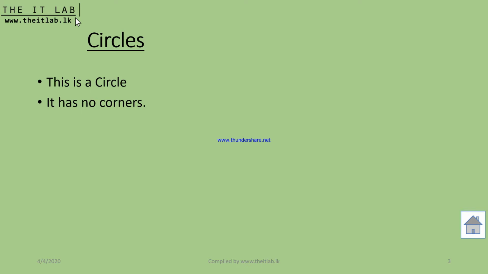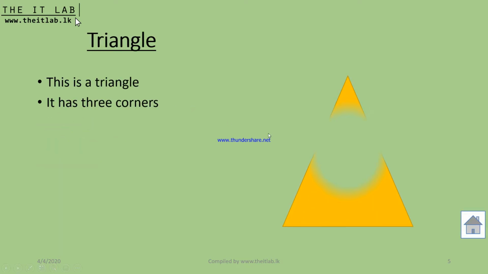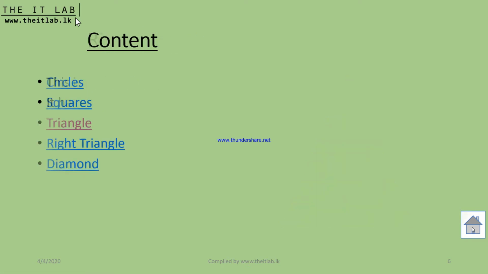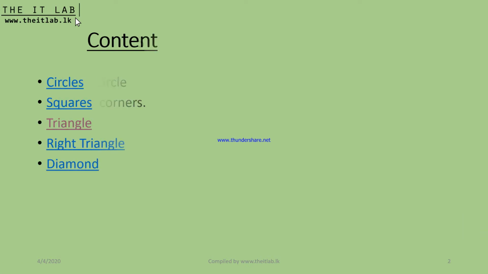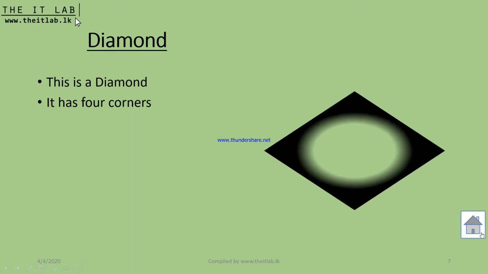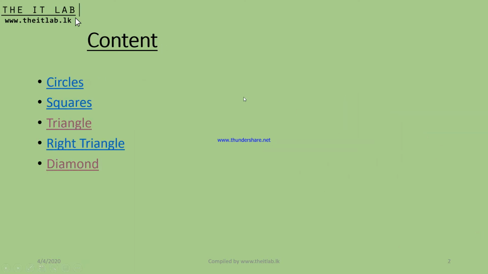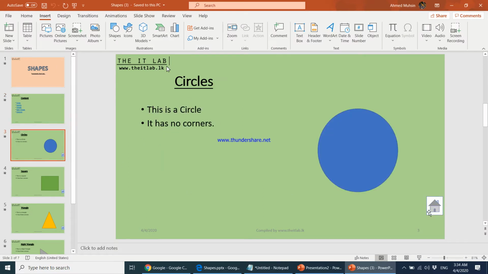If you look over here, if I click on the word triangle, it automatically takes me to the slide triangle. And if I click this particular action button, we call this an action button, it takes me back to the content page. If I click on the word diamond, it goes onto the diamond page. If I want to come back, I can just click on this action button. It comes back to the content page. So this is what we call hyperlinks, and this particular button over here is what we call an action button.